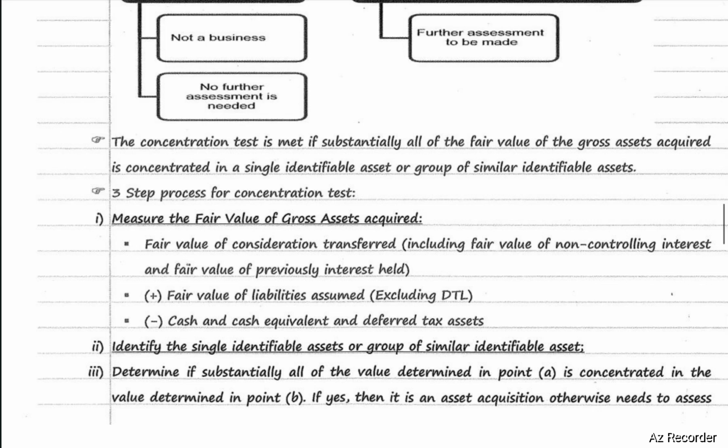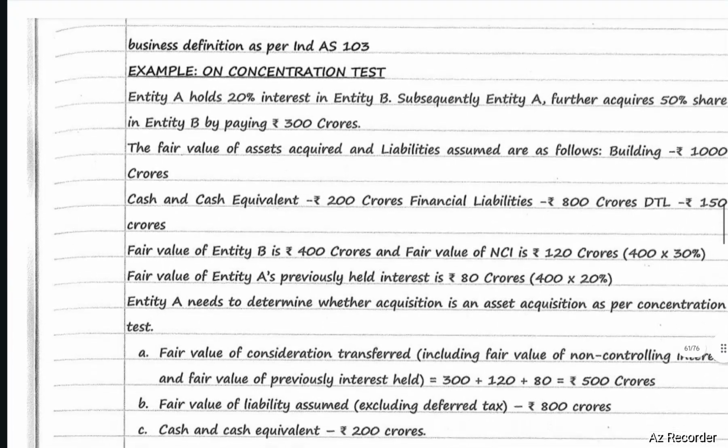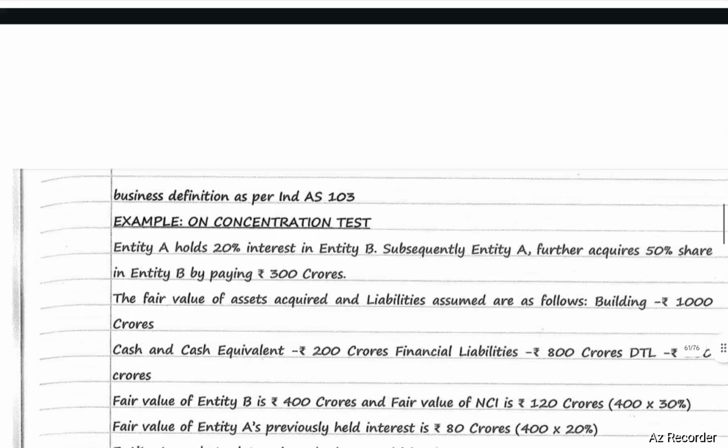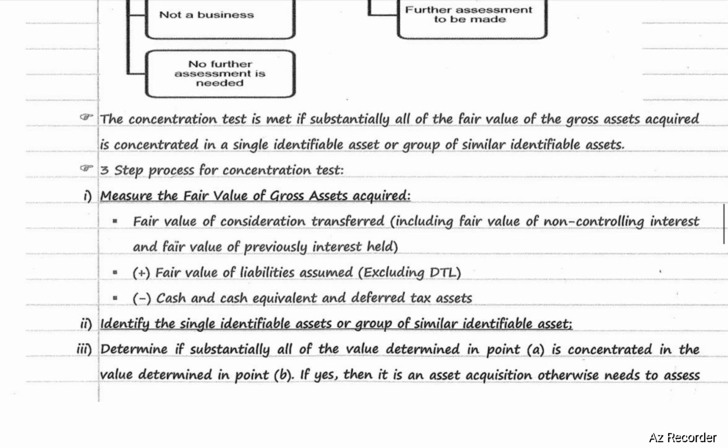Step number 3. Determine if substantially all of the value determined in step number 1 is concentrated in the value determined in step number 2. If yes, then it is considered as asset acquisition. Otherwise, needs to assess business definition as per Ind AS 103. That means if substantially all of the value determined in step number 1 is concentrated in value determined in step number 2, it is considered as asset acquisition. Otherwise, we need to consider it as a business and further assessment need to be made to determine whether it is actual business or not.